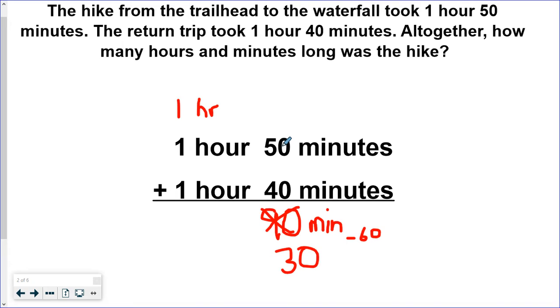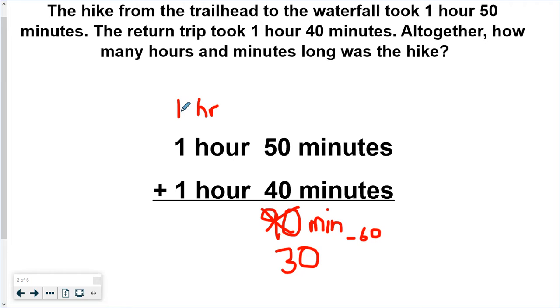So all I've done so far is take 50 minutes plus 40 minutes, which is 90 minutes. This is too high of a label, so I'm going to take 60 minutes out of that. I have 30 minutes left over. I'm taking that 60 minutes that I took out, and I'm going to add that to my hours because I know that 60 minutes is equal to 1 hour. And now I want to add my new numbers for my hours category.